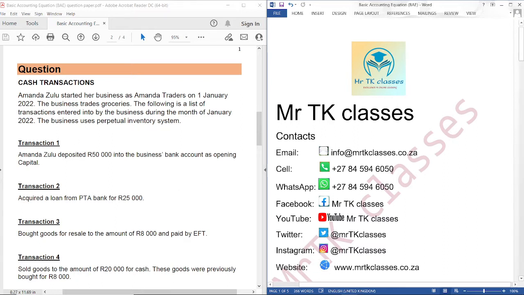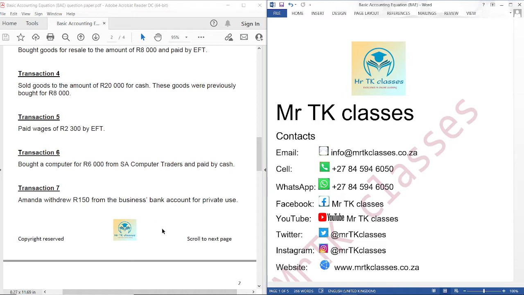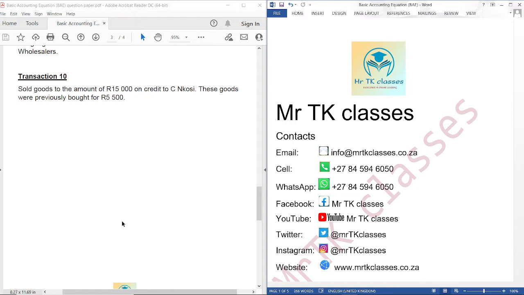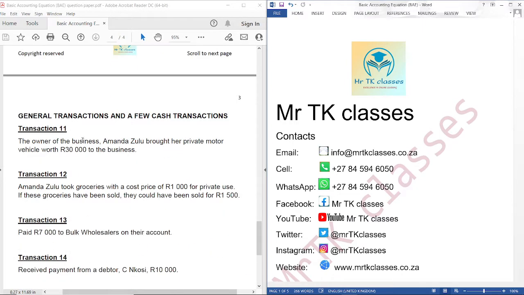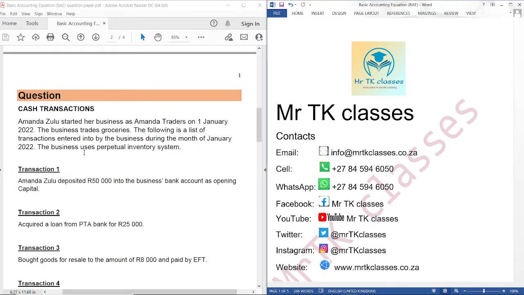In our tutorial today, we are going to cover the basic accounting equation. This is our question and this is our answer book. In our tutorial, we are going to cover transaction 1 up to transaction 7. In our next tutorial, we are going to cover transaction 8 up to transaction 10. In the tutorial after that, we are going to cover transaction 11 up to transaction 14. These tutorials are divided like this because of the nature of transactions. So today we are going to cover cash transactions.